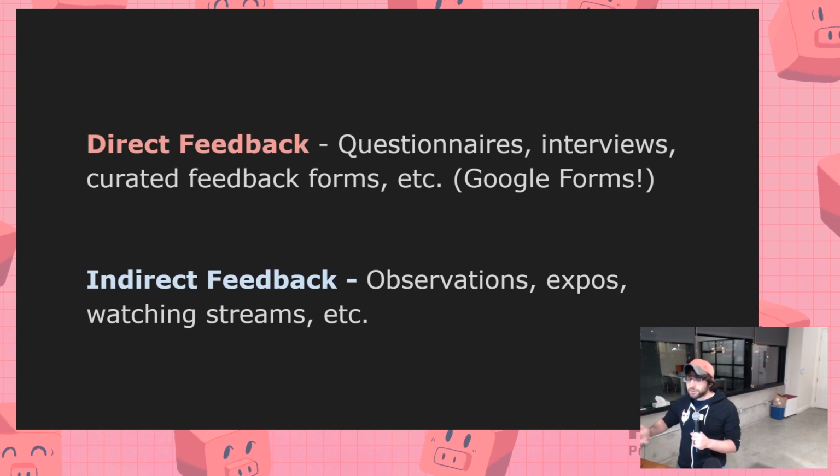So the two ways of getting it are direct and indirect feedback. Direct feedback is questionnaires, interviews, curated feedback forms, Google Forms spread to a large newsletter, things like that. Indirect feedback is observations, expos, exhibitions, watching people play your game on stream if you're able to do so, and so on.